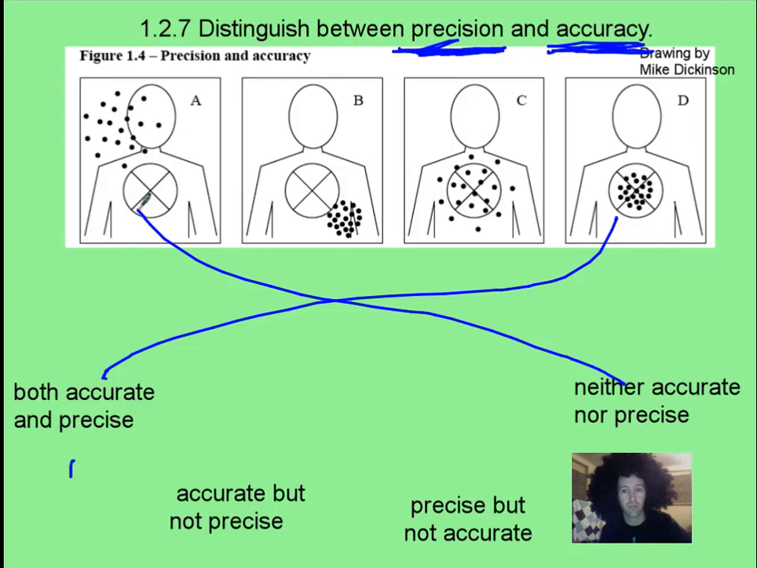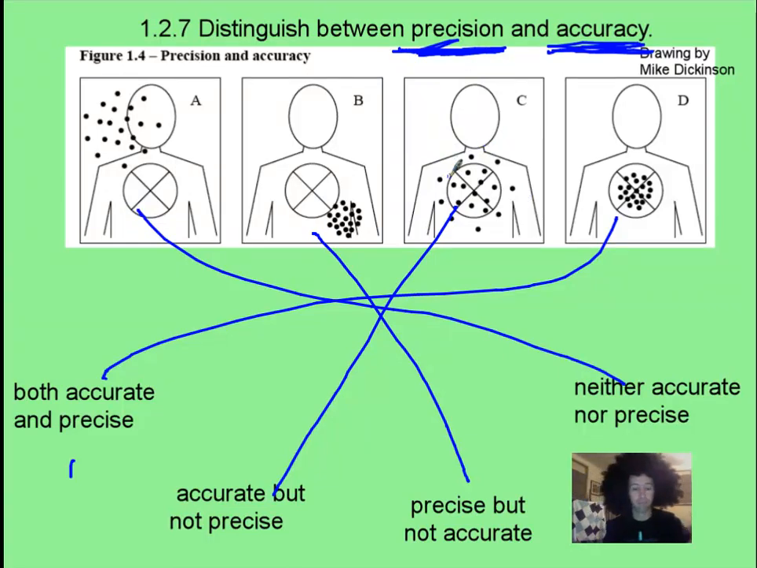This one is neither accurate nor precise, and this one is precise because all the measurements, or shots as you hit the target, are in the same spot, but they're not actually hitting the center of the target where you want to be. And so this one is accurate because if you took the average of all these measurements, they would give you an average in the middle of the target, but they're not precise because they're all in a scattered area.